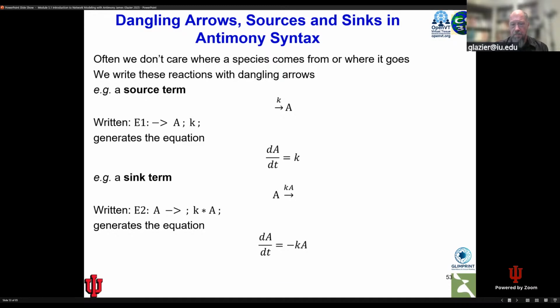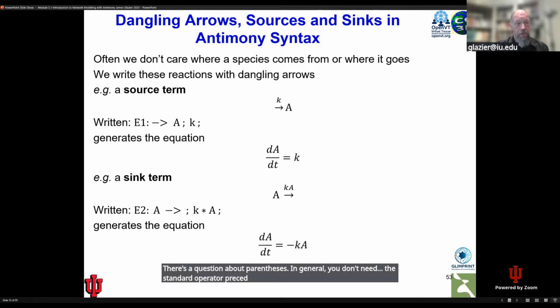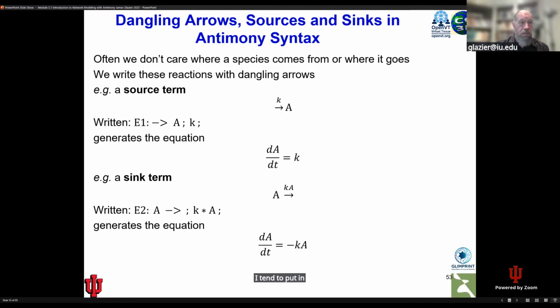There's a question about parentheses. In general, the standard operator precedence works. I tend to put in a lot of parentheses when I write these things because I don't want to accidentally get hit by having the parentheses not be what I expect.